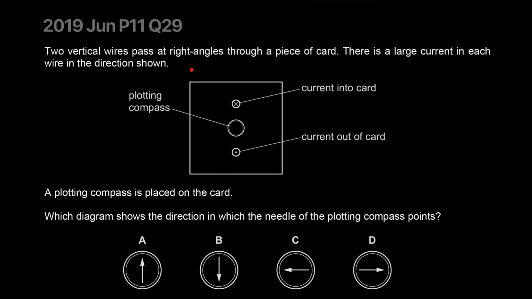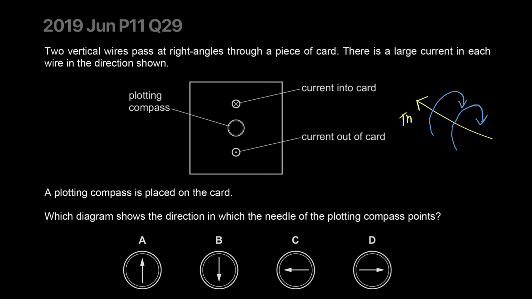Two vertical wires pass at right angles through a piece of cord. There is a large current in each wire in the direction shown. So this is out of the cord, and this is current going into the cord. If you use the right hand rule, this is my arrow, this is the thumb. If I place my thumb like that, the fingers are telling me the current is going to go around like that. So it's clockwise, so to speak, with respect to this.